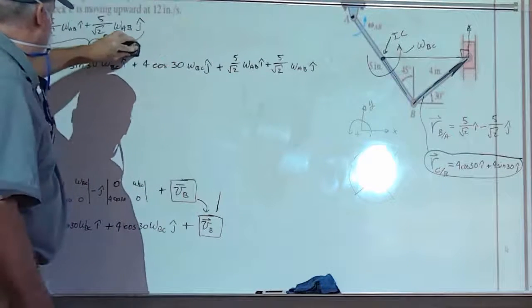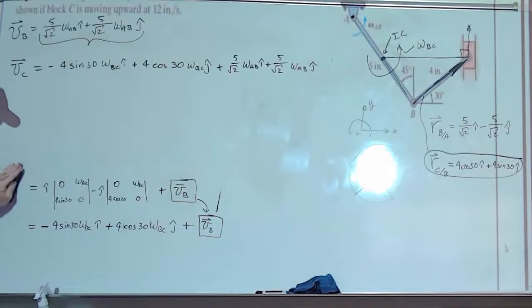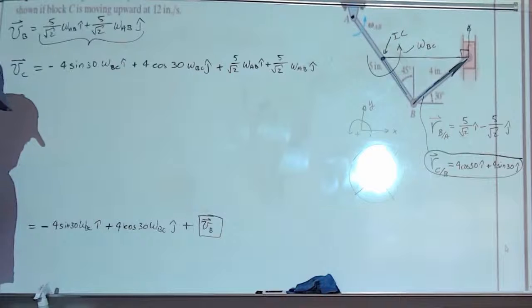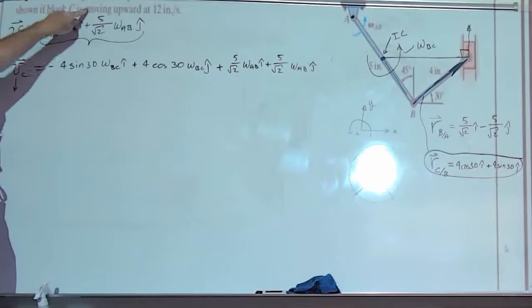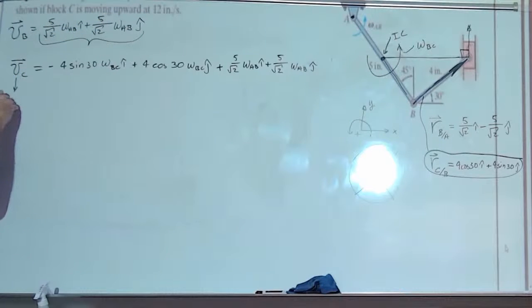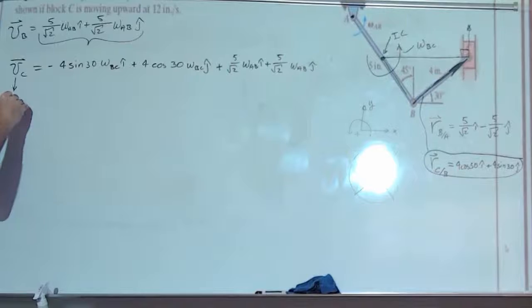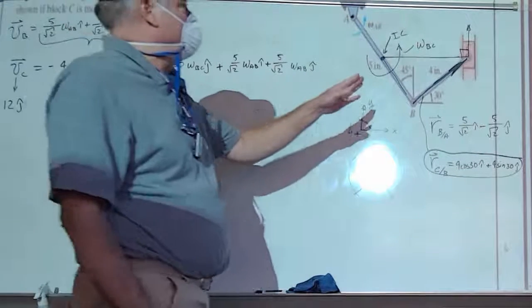Okay, so now I've got an equation, and I've got all this room under it. What do I do with it? Well, in the initial problem, he's told us block C is moving upwards at 12. So this is the key. It's 12j. The velocity of C is moving up at 12j.